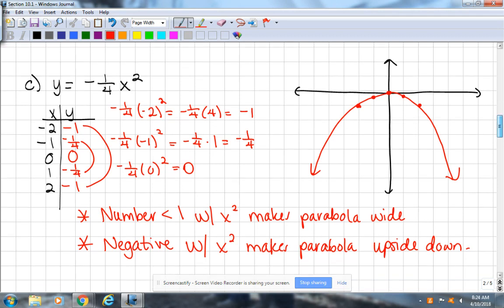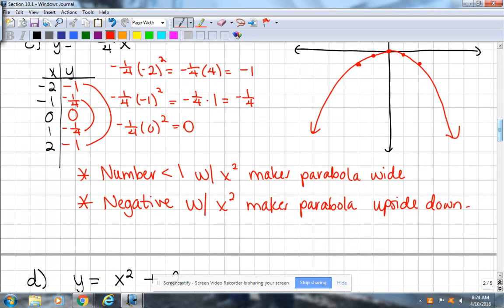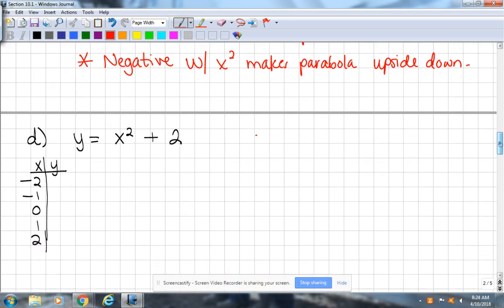So fractions make you fat. There you go. Like my pizza fractions did last night. Okay.